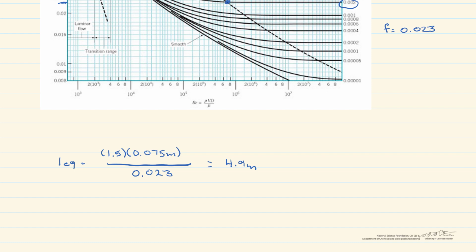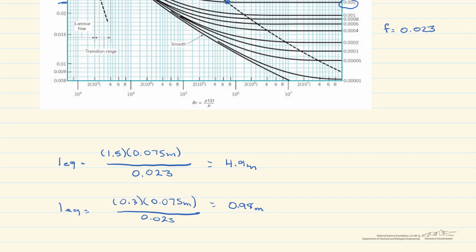We do the same thing for the flanged elbow. The only thing that changes is our loss coefficient. So our diameter stays the same, as does the friction factor. And when we calculate that equivalent length, it's going to be equal to 0.98 meters. As expected, this is considerably lower than the threaded elbow, but certainly significant.